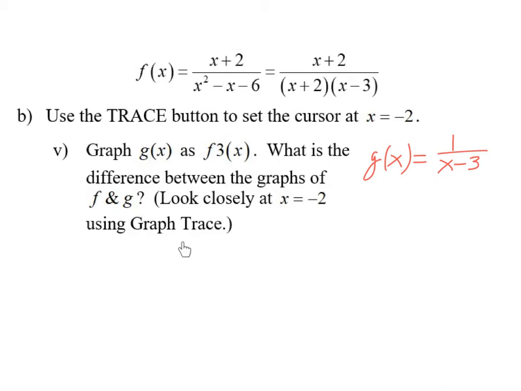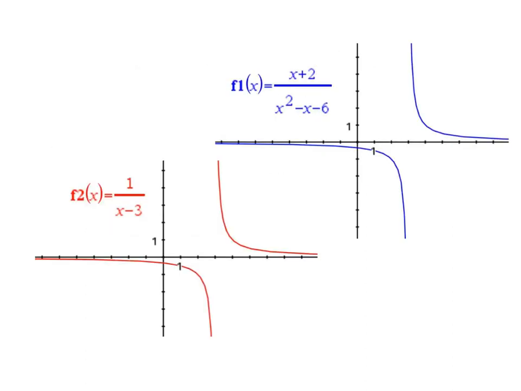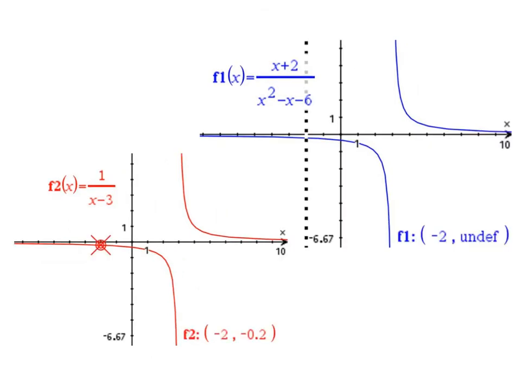As you can see, the suggestion is to take a close look at what's going on at x equal to negative 2. So pause the video and give that a try. If we just glance at the graphs, we can see they do look pretty much identical. But a closer look right at x equal to negative 2 reveals their difference.